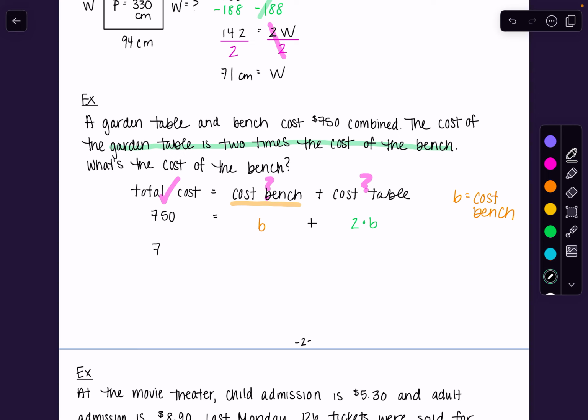So I can't do anything on the left, but on the right, we have B plus 2B. So that leaves us with 3B. And then to solve for B, we just go ahead and divide by 3, since we're multiplying the 3 and the B. So those cancel each other out. 750 divided by 3 is $250. And that's exactly this quantity B. So the cost of the bench is $250.